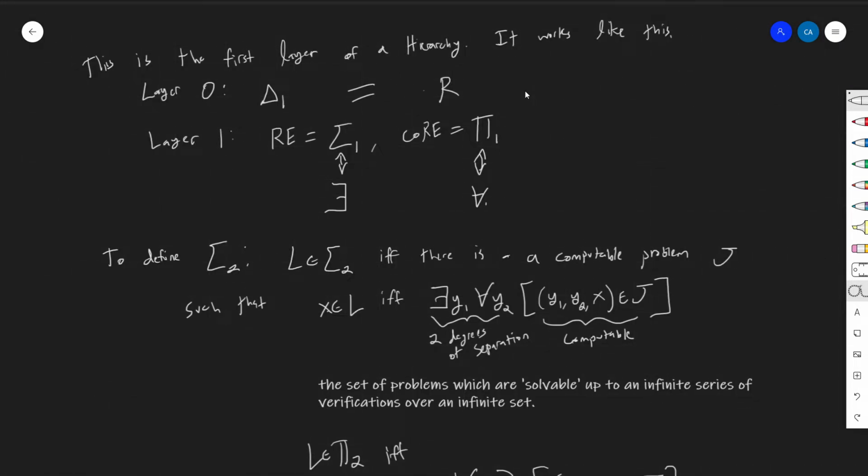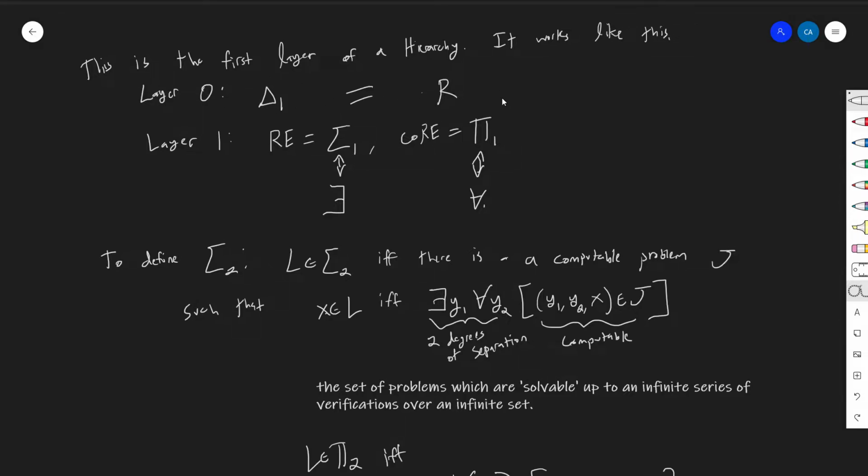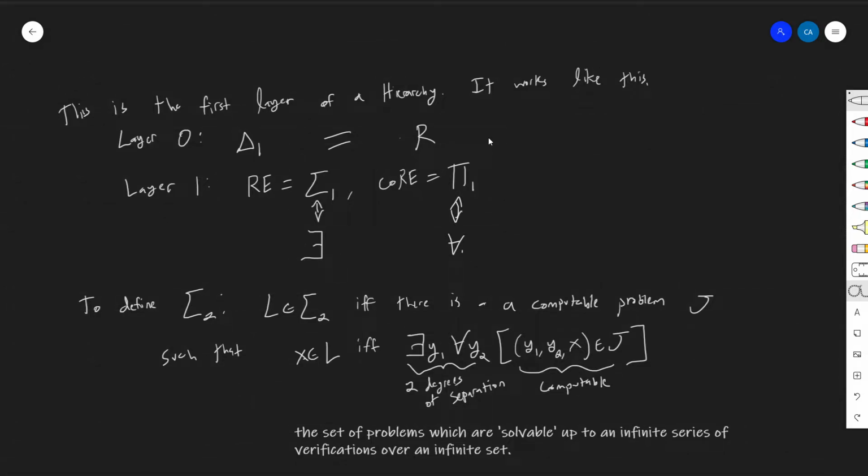So we defined the hierarchy for computability in the following way. We first defined that delta 1 was equal to R. Not delta 0, by the way, delta 1. So I actually didn't have a delta 0 before. I think I said that R was delta 0, but I was mistaken. It's delta 1. And by the way, just to remind you, it's been a while, R here, this is the set of computable problems.